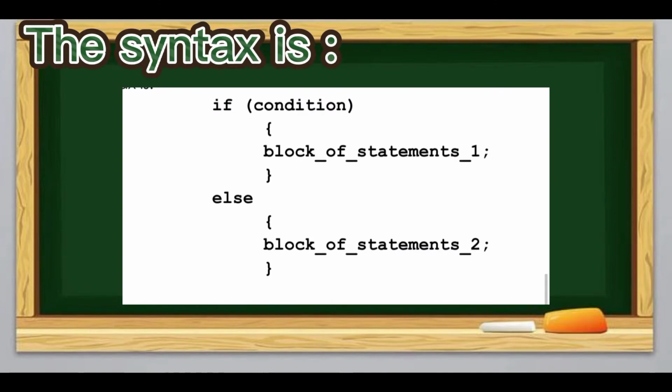The syntax is if (condition) { block of statement 1 } else { block of statement 2 }, where block of statement 1 is the group of statements that is executed in case the condition is true. Block of statement 2 is the group of statements that is executed in case the condition is false.